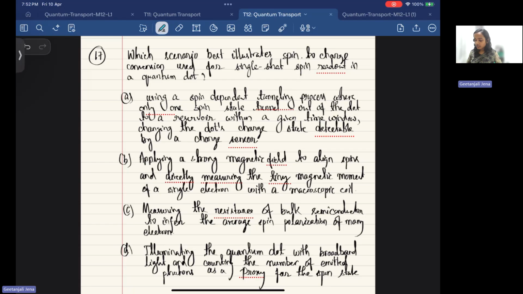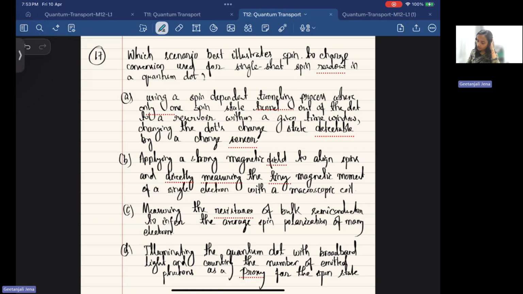Option C, measuring the resistance of a bulk semiconductor to infer the average spin polarization of many electrons. Option D, illuminating the quantum dot with broadband light and counting the number of emitted photons as a proxy for the spin state. So which of these options best illustrates the spin to charge conversion which is used for single shot spin readout in a quantum dot?